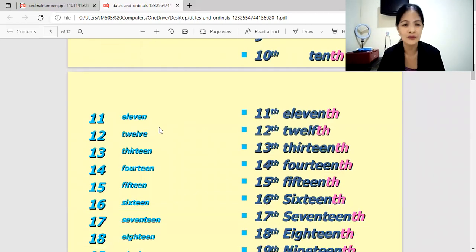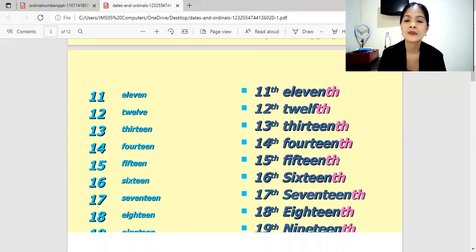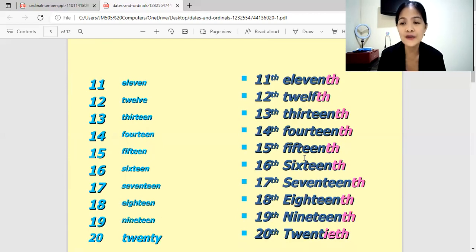This one, same. 11, 11th, you add TH. 12, 12th. Okay, you add TH, and then V and E, you change to F: 12th. 13, 13th. Very good. 14, 14th, you add TH. Next, 15, 15th. Next, 16, 16th.